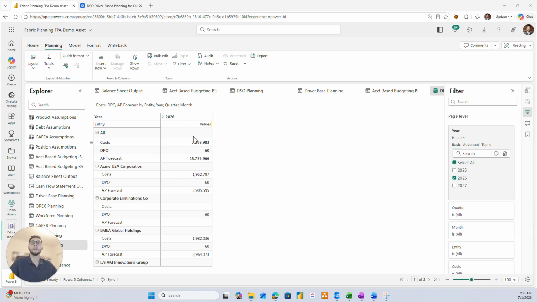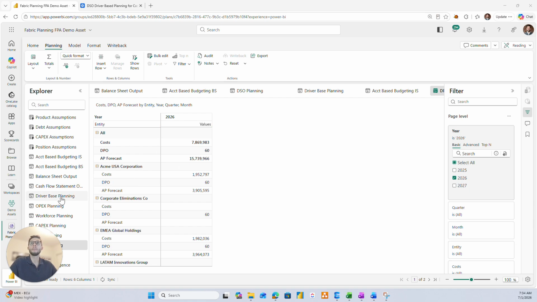On my screen right here, what you can see are cost projections coming in from our driver-based planning module, what our DPO assumptions look like, and what our accounts payable forecast looks like for the future. For CFOs and finance leaders, the objective is to understand exactly where cash flow is for the organization. And working capital is one of the most important metrics companies are looking at to understand what short-term cash is coming in the door and what short-term cash is leaving out the door for the organization.